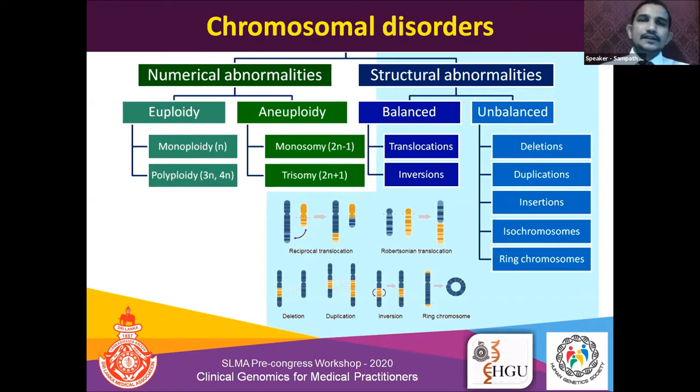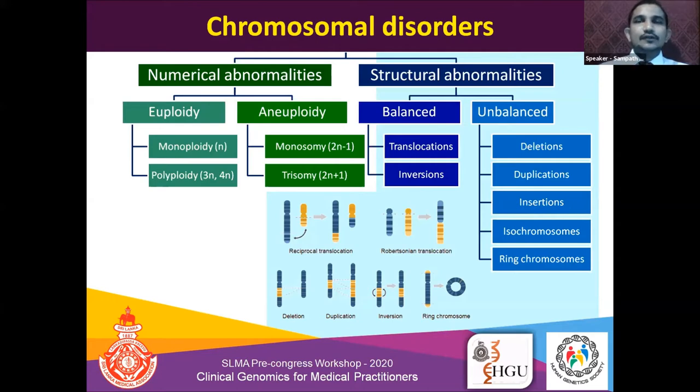But when we discuss structural chromosomal abnormalities, it is much more diverse because these structural chromosomal abnormalities can affect any of the 22 autosome pairs or the two sex chromosomes. So if a structural chromosomal rearrangement does not cause any gain or loss of chromosomal material, they will be clinically silent and they will be known as balanced chromosomal rearrangements.